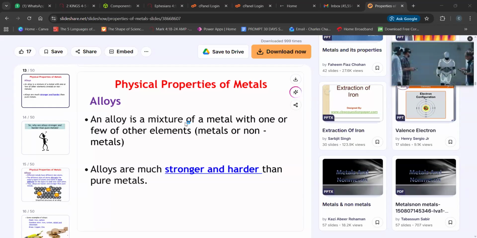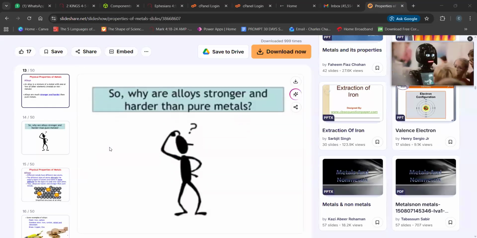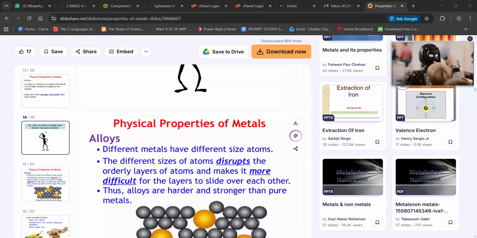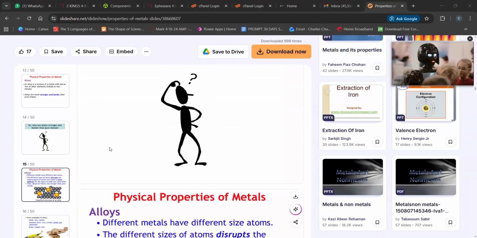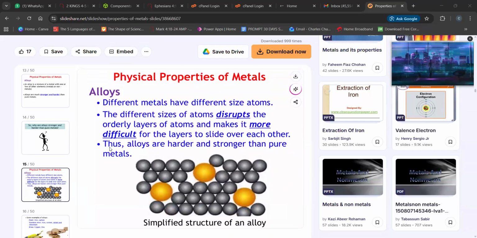Alloys are used for different things. Most likely the aim of having an alloy is to combine the unique properties of the things that form the alloy. Did you get that? So you can see why alloys are much stronger and harder than pure metals. I think I've explained why alloys are stronger and harder than pure metals: because of the combination.